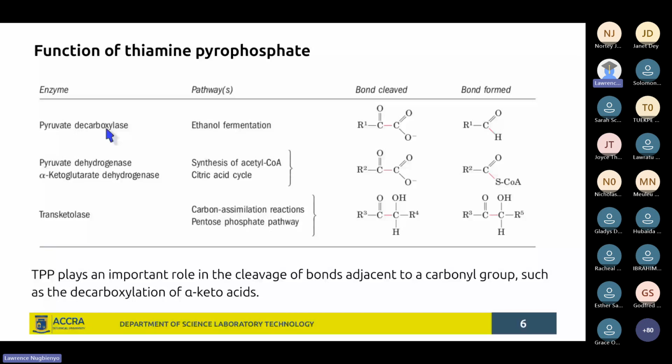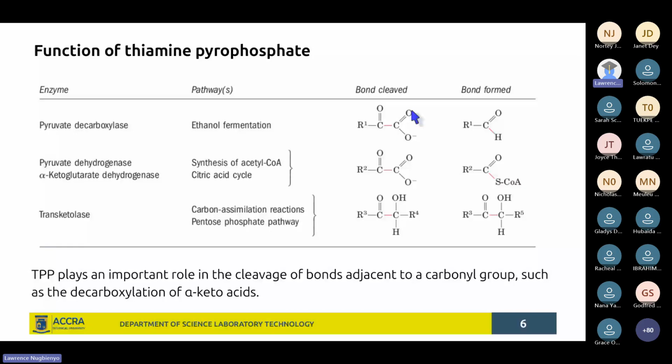Decarboxylase means the removal of a carboxyl group. I don't know if on your screen you can see that there's a bond which is red in that molecule. So that's a keto acid. We say a keto acid because it has a ketone group, C double bond O, and then there is also that carboxylic acid group there.